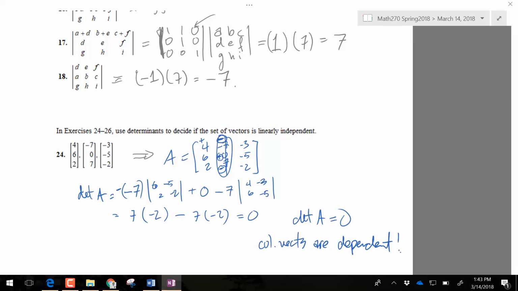Okay. So another tool for finding out whether a matrix is invertible. And then you can therefore relate it. Yeah.